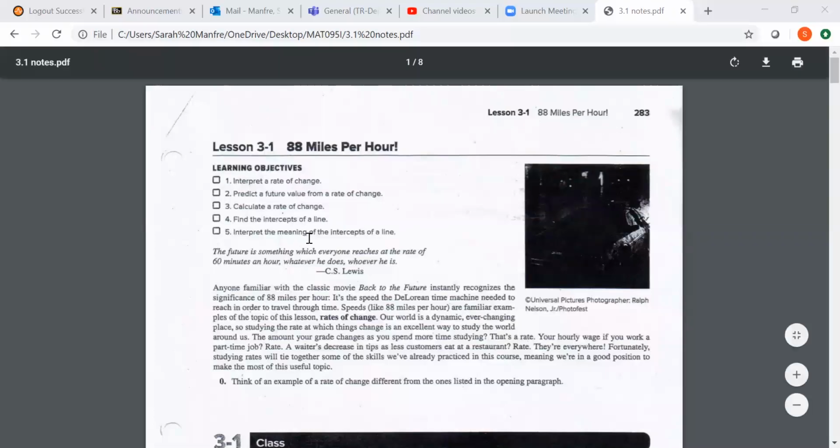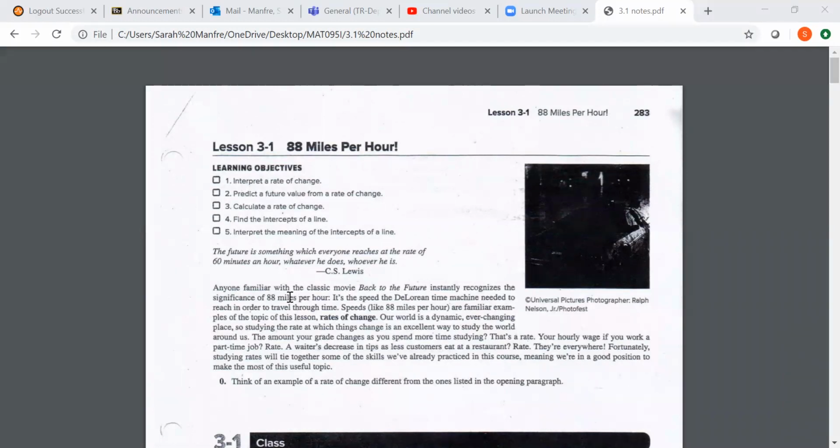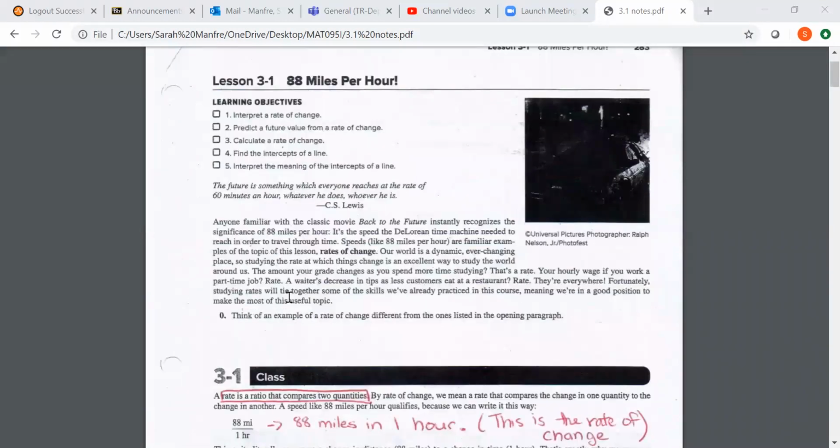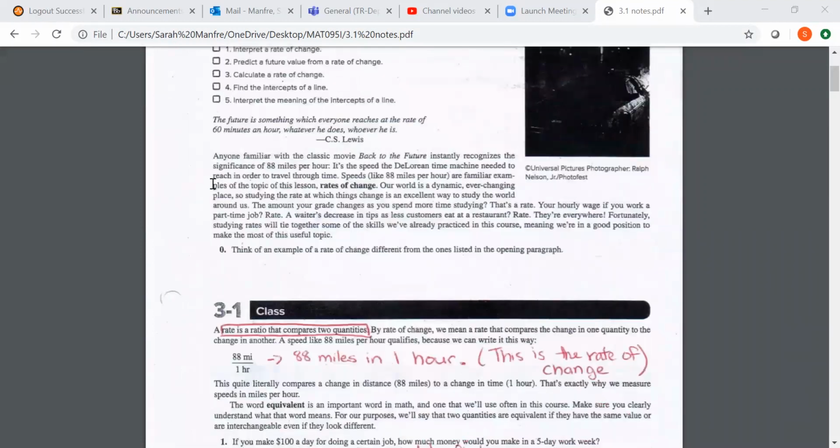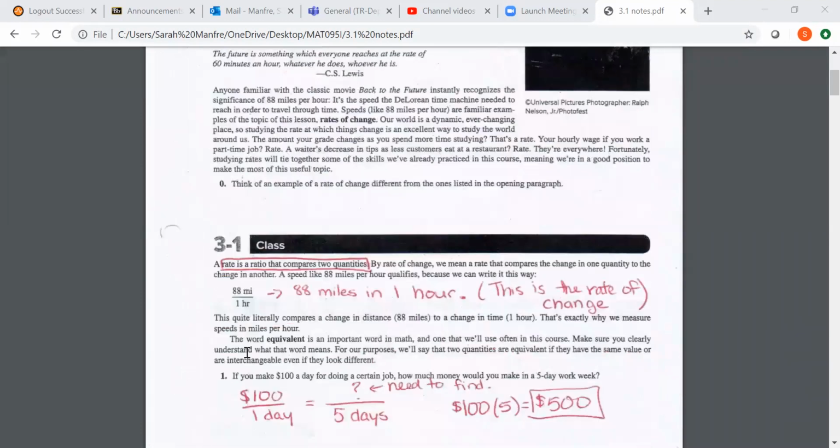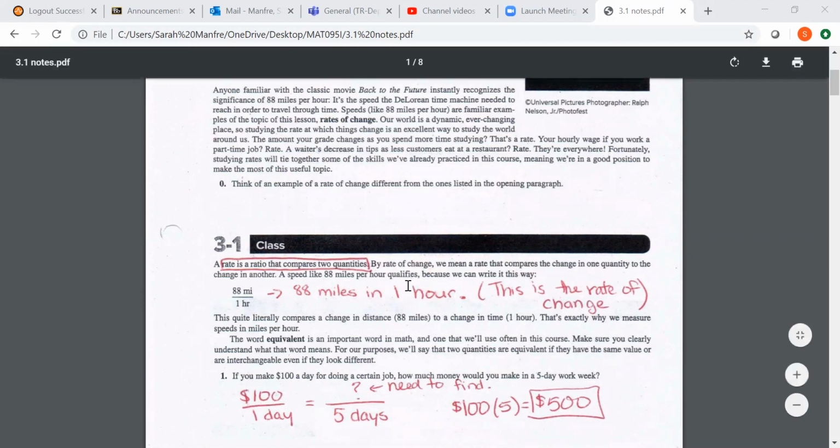Okay, so this is lesson 3.1, and we are going to be talking about rate of change. We are going to start going over the class assignment. And in the class assignment, we are going to be first looking at the definition of rate. So it says a rate is a ratio that compares two quantities. By rate of change, we mean a rate that compares the change in one quantity to the change in another.